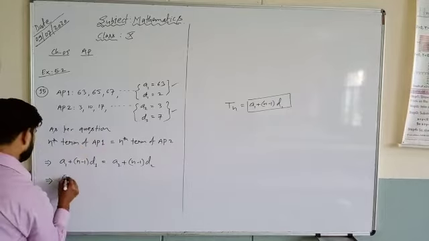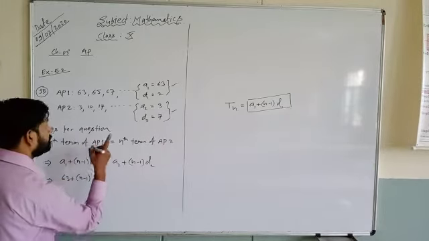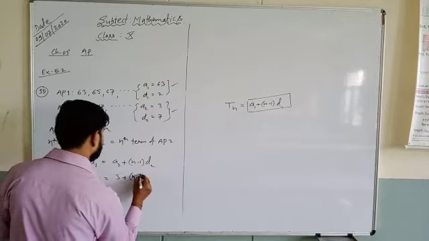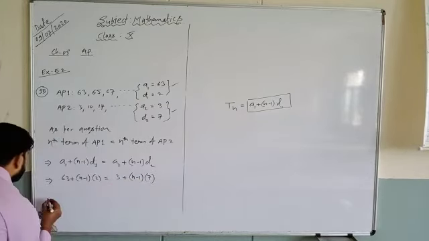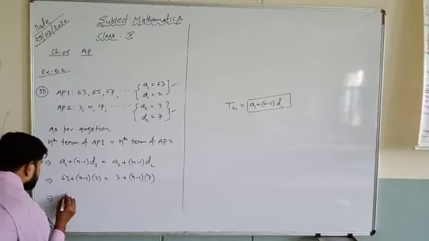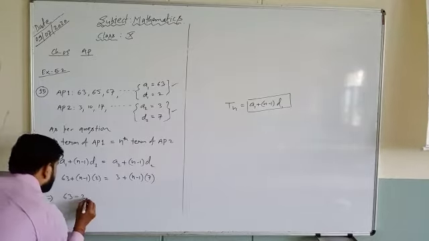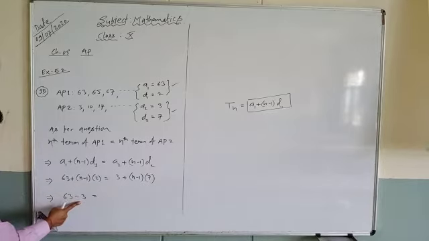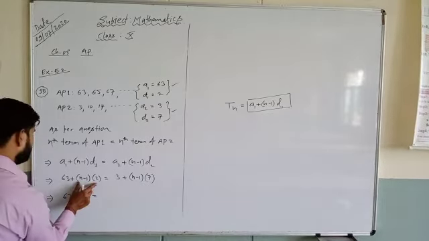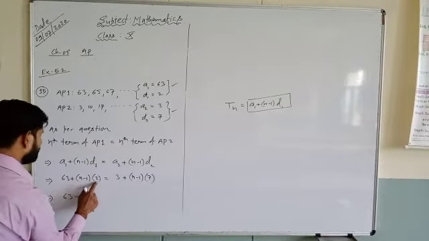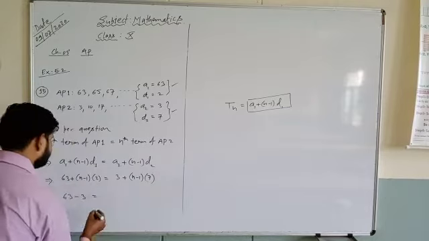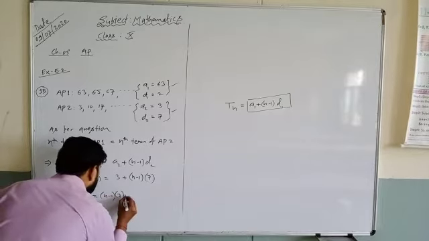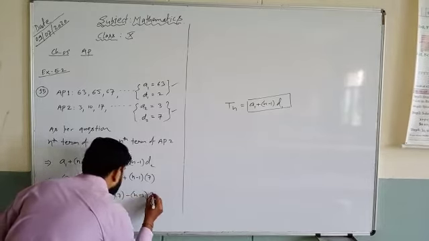A1 is 63, D1 is 2, A2 is 3 and D2 is 7. Transposing 3 to the left-hand side, we get 63 minus 3, and the expression n minus 1 times 2 can be taken to the right-hand side: n minus 1 into 7 minus n minus 1 into 2.